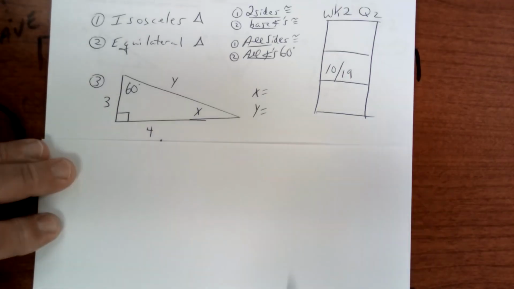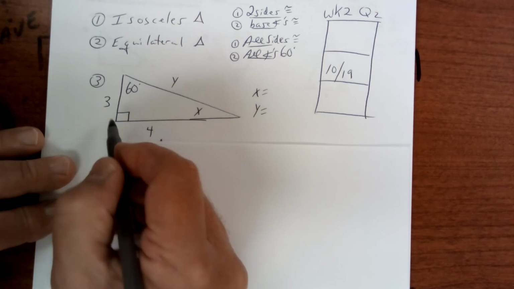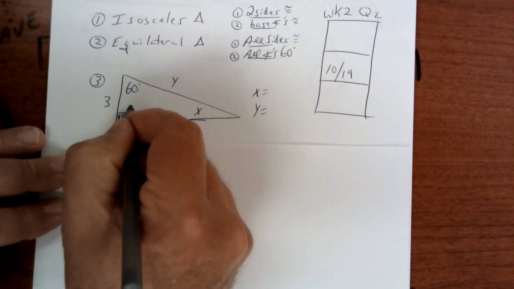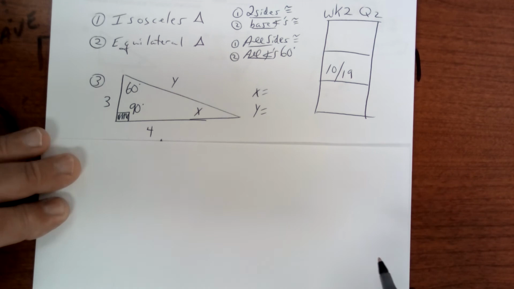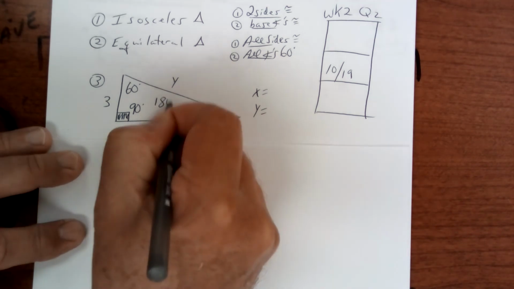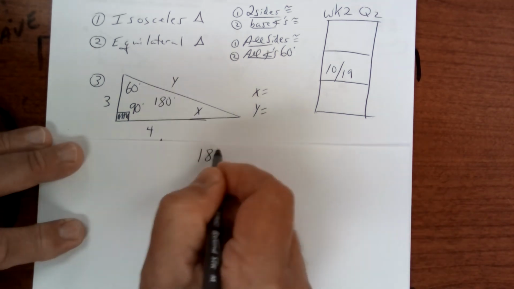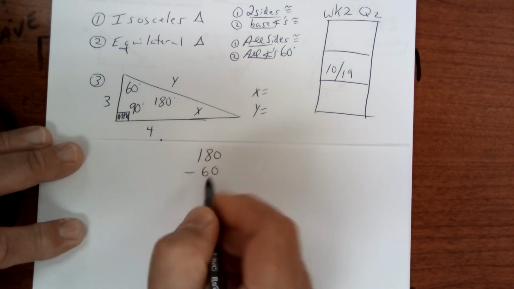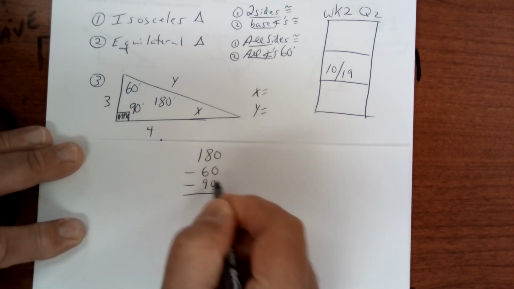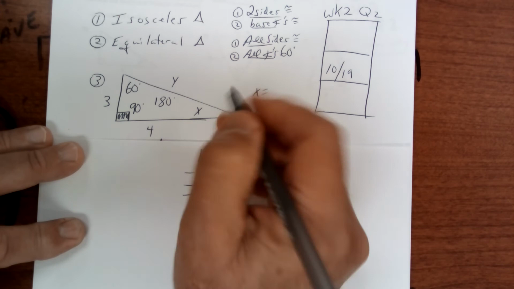This one right here is 90 degrees, so put a 90 right here because of that box. Every triangle adds up to 180, so subtract 180 minus 60 minus 90, I think that's 150. So this is 30 degrees.